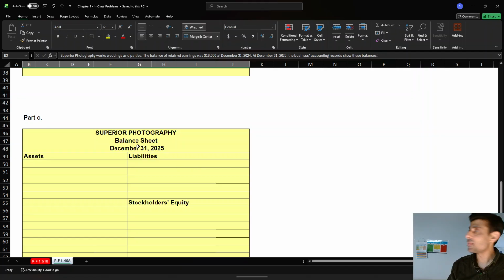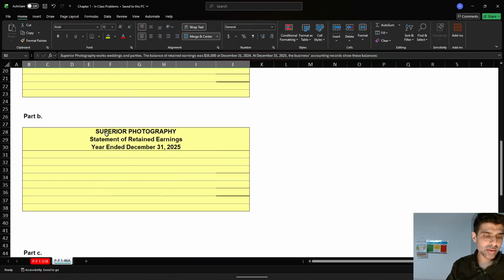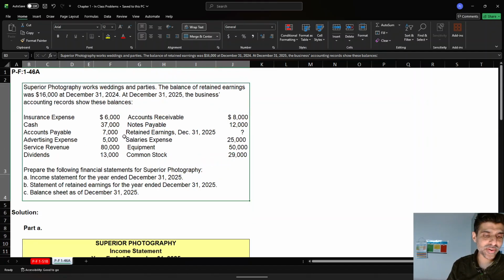And then you're going to do the balance sheet. You're going to list all the assets, all the liabilities, all the contributed capital, and then add in the ending balance of retained earnings, which you calculated in this statement here. Okay, so the real challenge will be to figure out which of these accounts goes where.